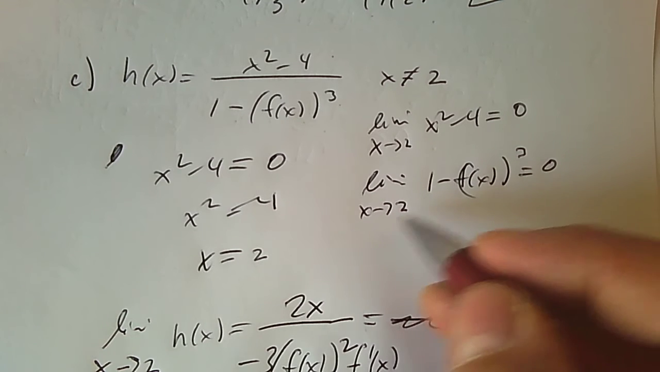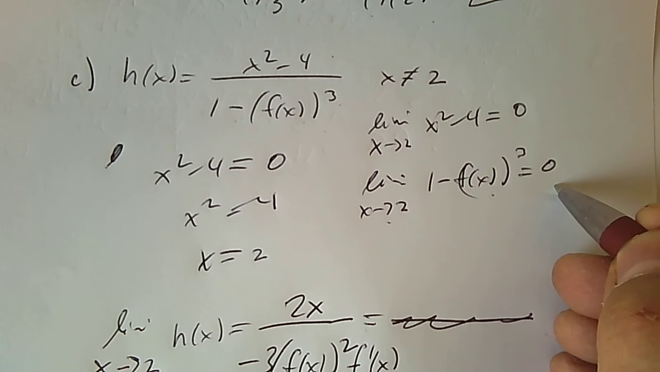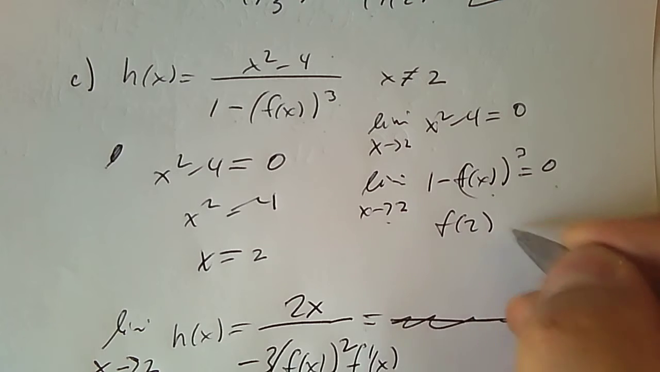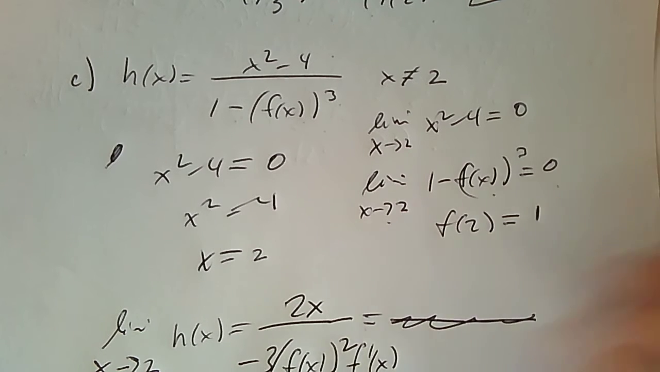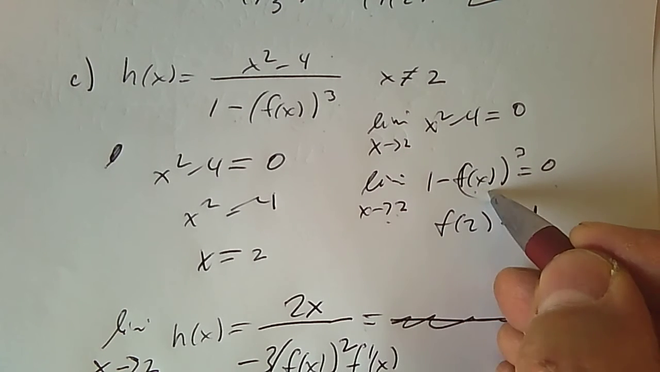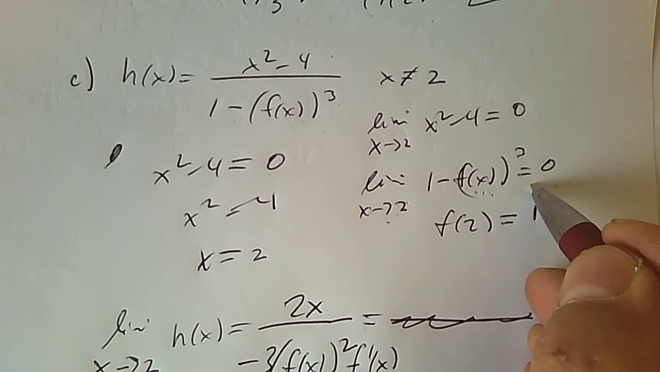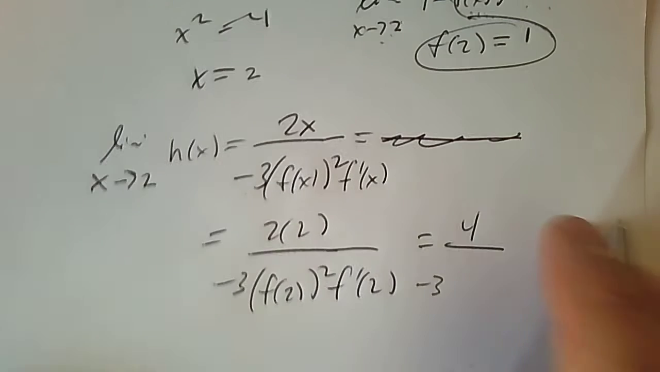If that's true, when I plug 2 in, what would make it 0? F at 2, therefore, must equal 1. Because when I plug in 2, f at 2 must be 1, so that 1 take away 1 is 0, so that f at 2 equals 1. There you go. Let's come back here.